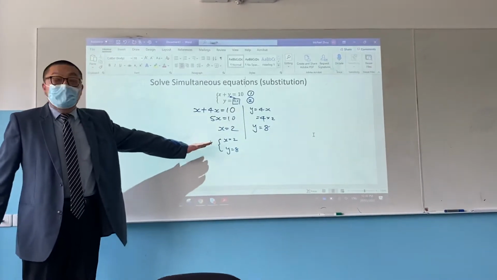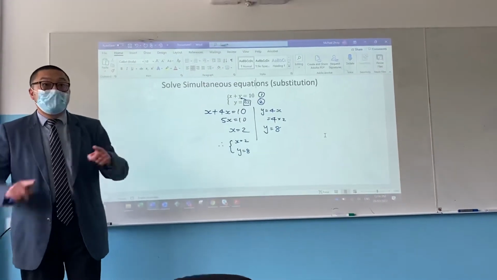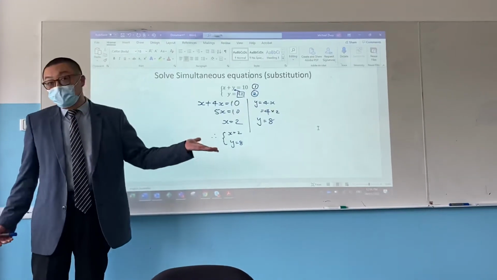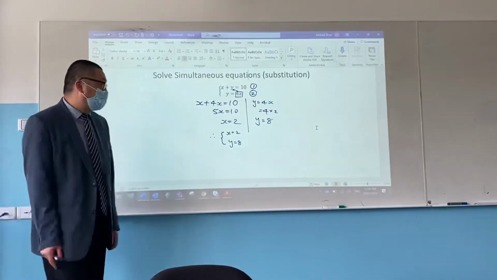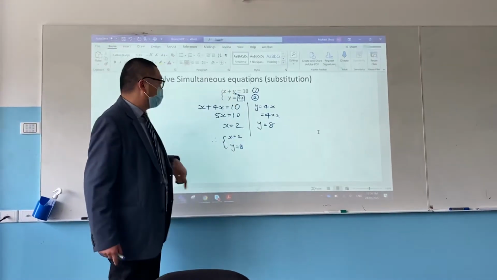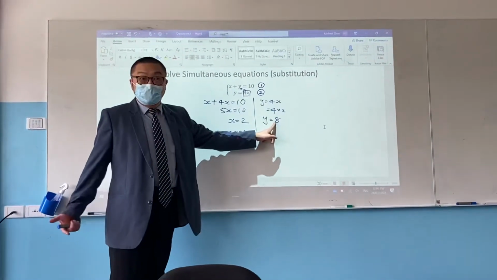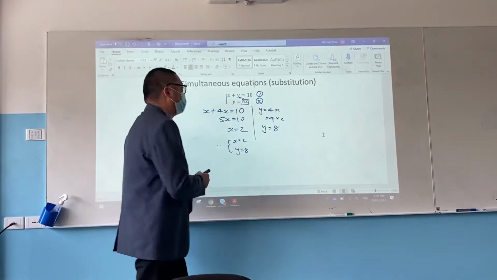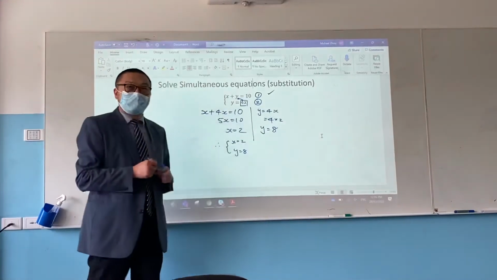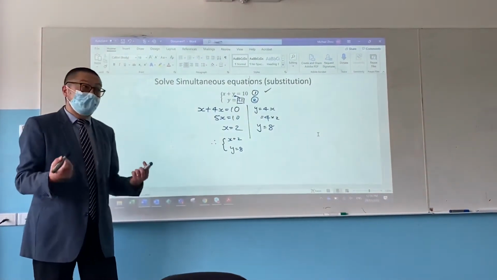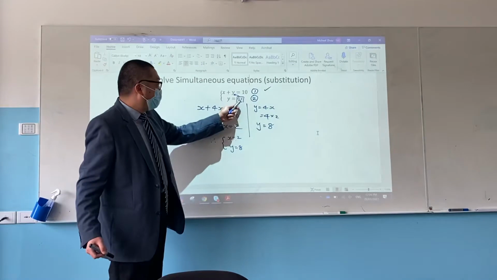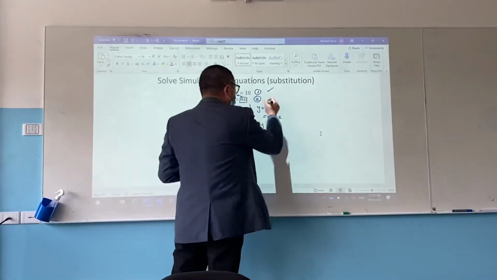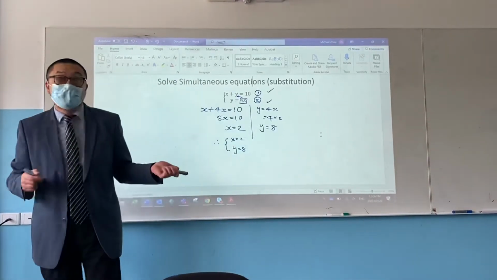Does it make sense? Now with this sort of thing, just like before with a single equation, for simultaneous equations I'll always do a final check to see if I've done the right thing. So let's do a final check. X plus y is 10. 2 plus 8 is 10, obviously. So it does satisfy my equation 1. I do a final check for equation 2. 4 times 2 is 8, correct. Then you are sure you have done the right thing.